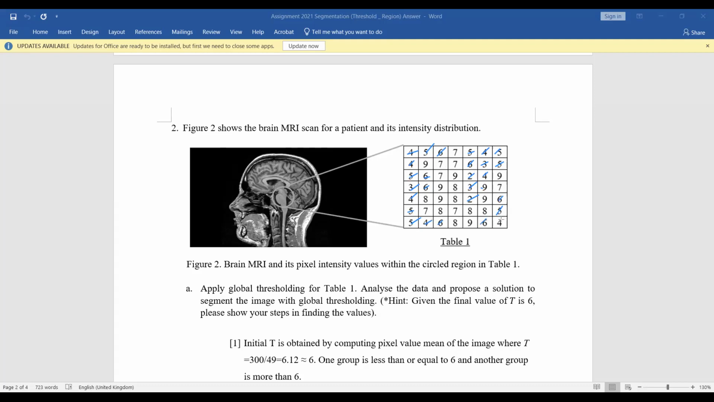Then you compute how many? 1, 2, 3, 4, 5, 6, 7, 8, 9. Then you calculate, then you divide, and you get the mean for the first group. Then for the other one, you total up 7 plus 9 and so on. Then you divide, and you get the second group mean, right?